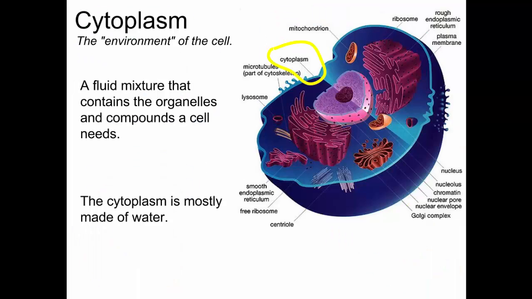So the first thing that we're going to look at is the cytoplasm. And that's the environment of the cell. Most of the cell is made up of cytoplasm. It's a fluid mixture that contains the organelles and compounds that a cell needs. It's mostly made of water. So the cytoplasm fills the space. So it's filling this whole space. So all of these things that you see are inside the cytoplasm.